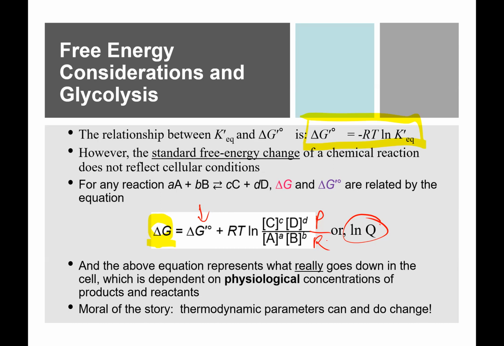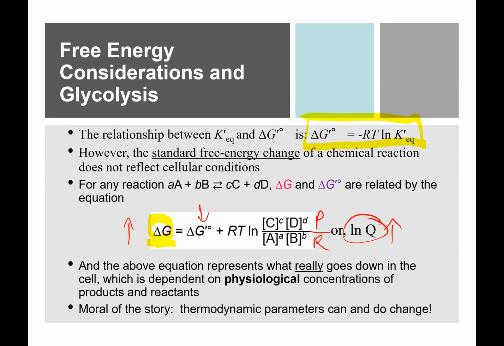So you can imagine if we have a lot of product, this term Q will get large. If Q gets large, the ln of Q also gets large, and we tend to make delta G more positive. That is not favorable to driving the reaction forward, right? In fact, that will suppress the reaction or push it in the opposite direction.